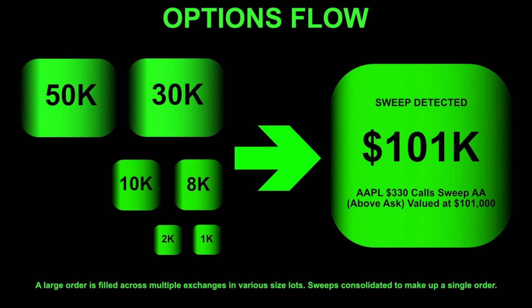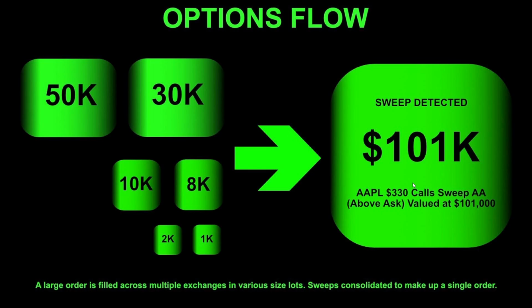So on the screen, I have an infographic depicting the option sweep process. On the right side here, you can see that a sweep was detected for 101,000 total dollars in premium for Apple $330 calls, and the individual trader bought these calls above the ask.